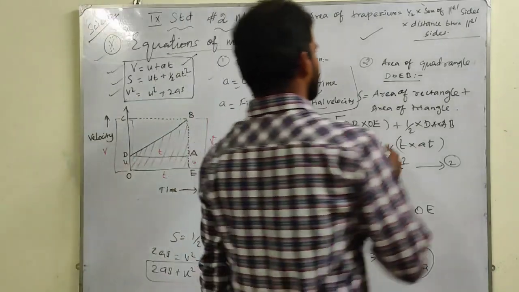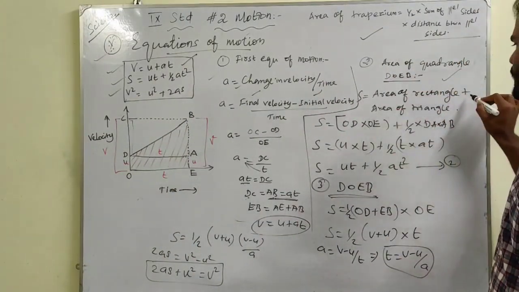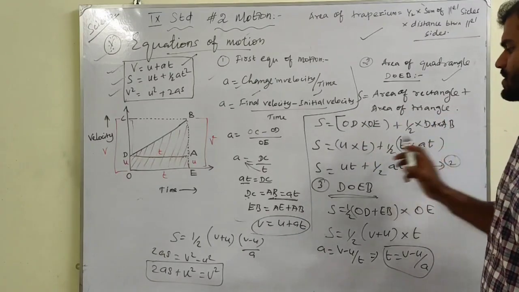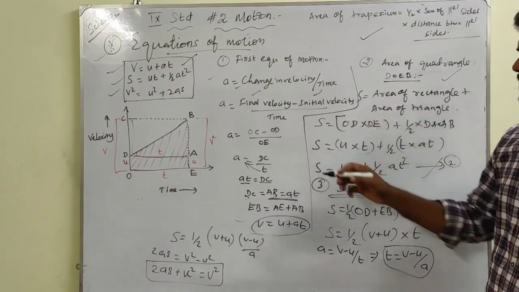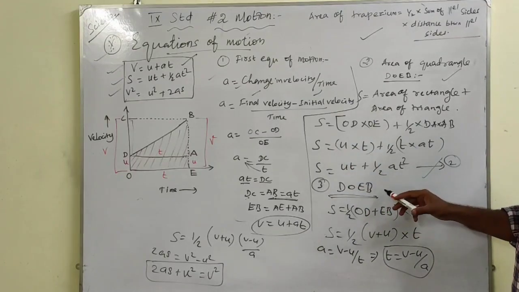The second way is the area of the quadrangle, that is DOEB. s is equal to the area of the rectangle plus the area of the triangle, that is length into breadth plus half base into height. Substitute the values, directly you will get this. We have no problem with the second equation. The third one alone, we have a small problem with.